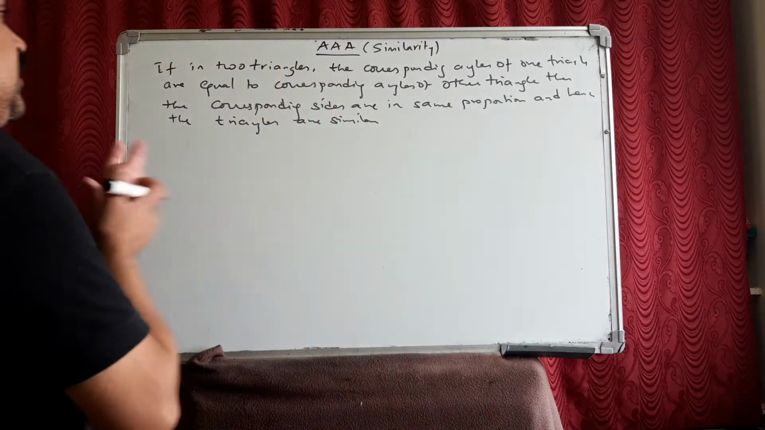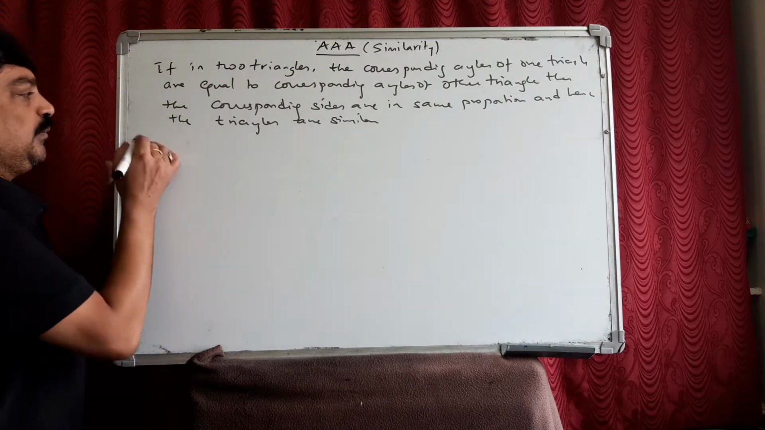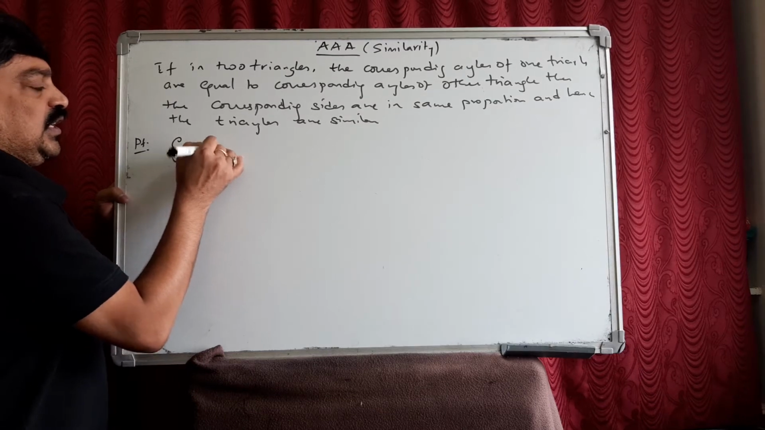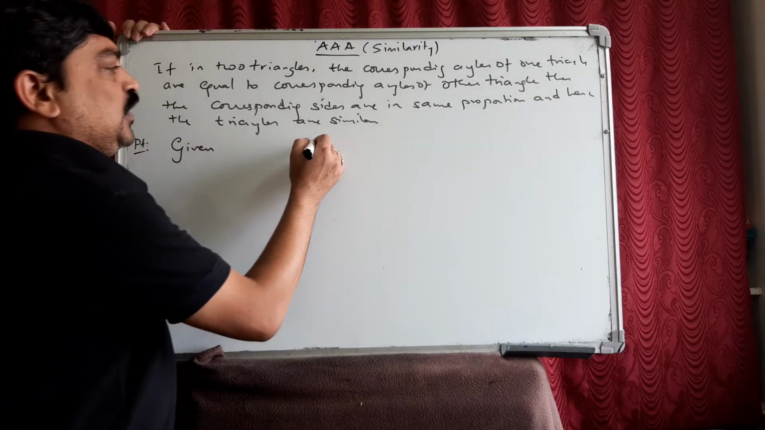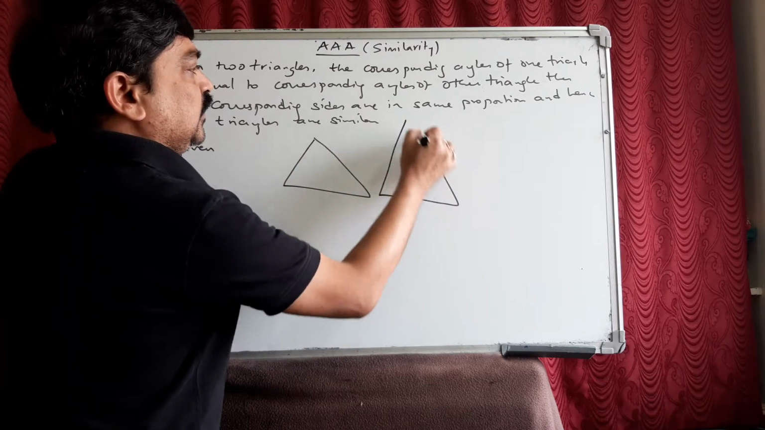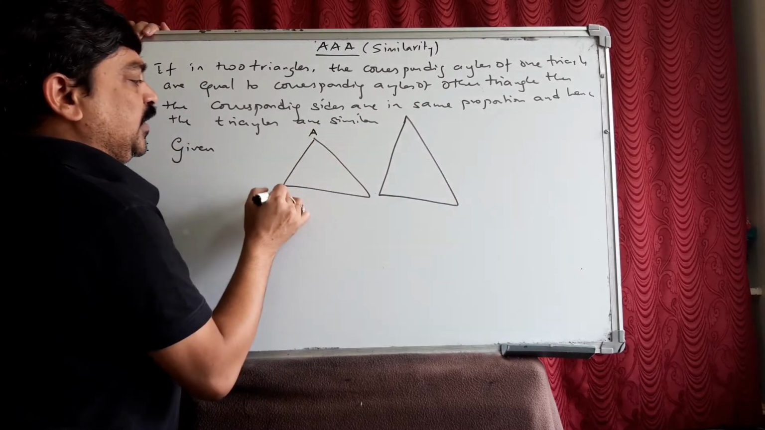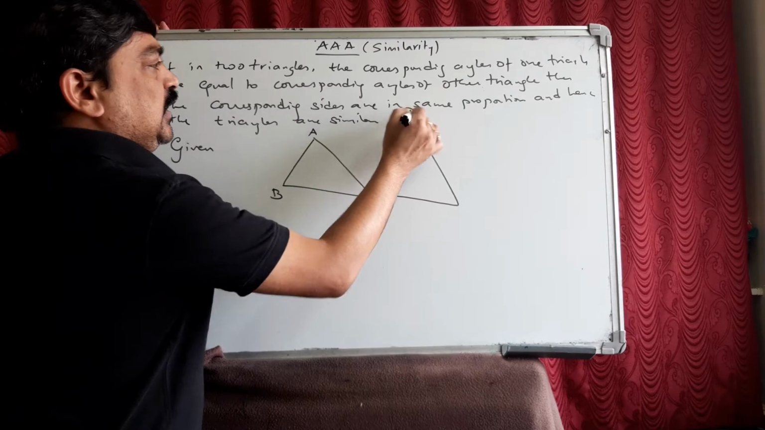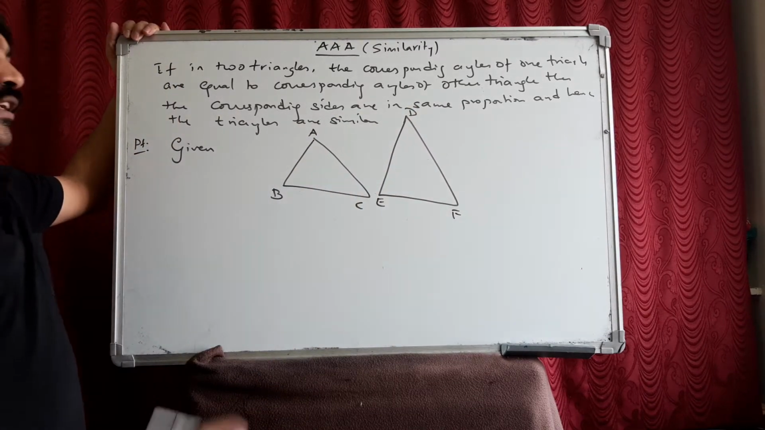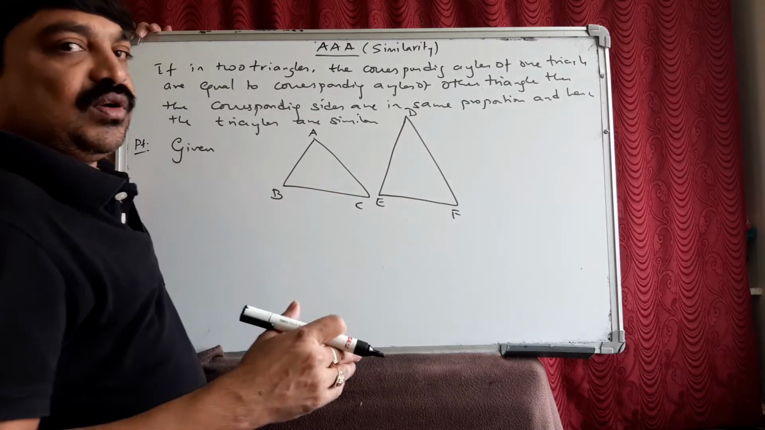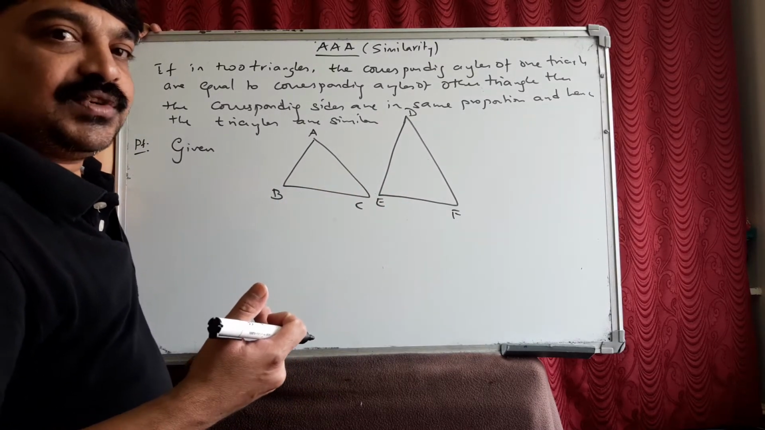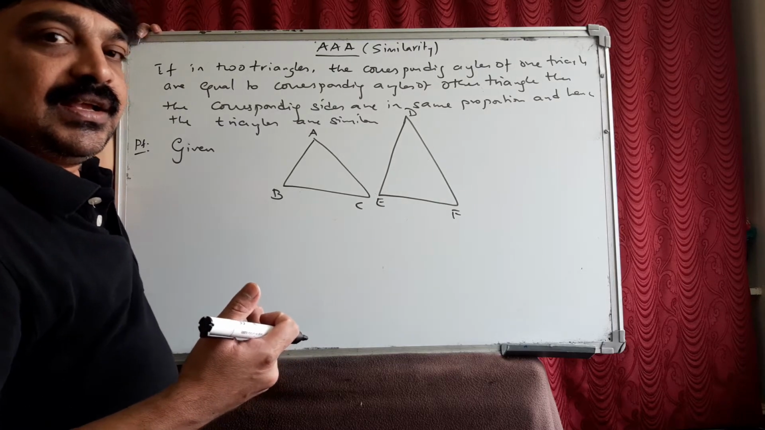I'll tell you. See, first of all, whenever you are doing a theorem, we have to write the given first. Given. What is given here? Two triangles are given, ABC and DEF. Let us take a little bigger one. Don't take the same size because we are proving it similar. Similar means both should be in the same shape but not in the same size.